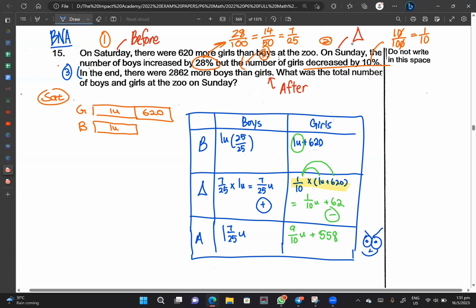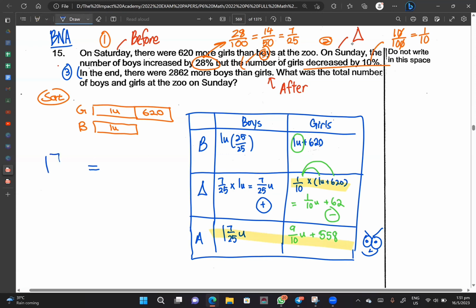So what happens is that there were 2,862 more boys than girls. Okay, so we can see that the number of boys is actually more than the number of girls. So I always tell my students this, right? In math, you always want to balance them. Okay, what do I mean? So here's what I'm going to do. I'm going to write this out, this part that I've just highlighted in yellow.